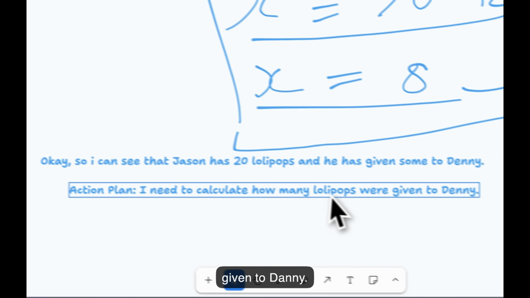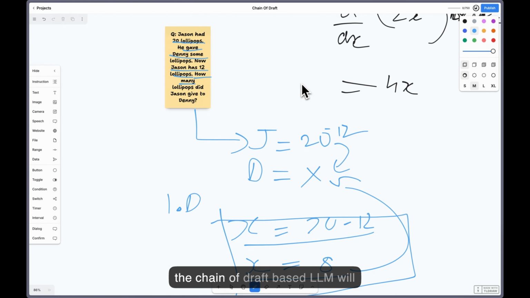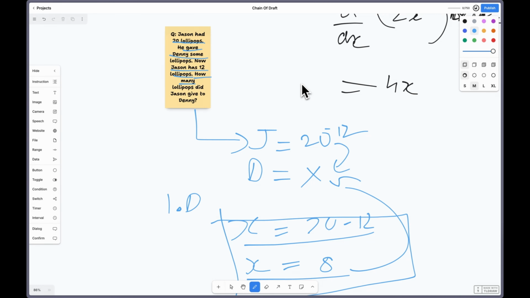That is too much. What we are going to do over here, with chain of draft, is just jotting down the important stuff, the key numbers sometimes, or maybe the intermediate calculations which are required, right? So the key numbers over here are what? 20 lollipops and 12 lollipops. And the intermediate calculations would be, he gave Denny some, and the final answer, which is how many. This is what we're trying to calculate over here. That is what the chain of draft based LLM will probably do.